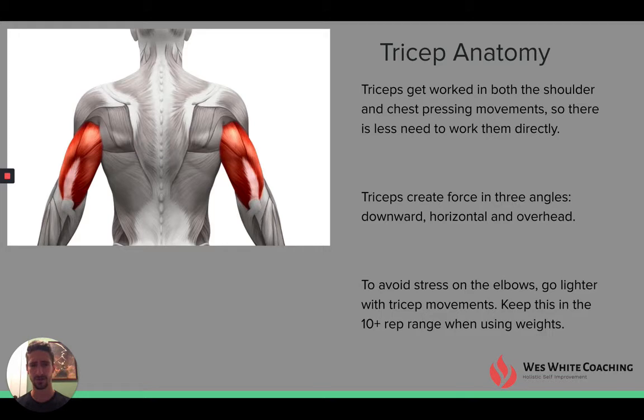Because anything that you're using your arms for, those arm muscles are going to be engaged at least slightly. So tricep anatomy: triceps get worked in both the shoulder movements and the chest movements, like I was saying before. Triceps create downward force in 3 different angles: downward, horizontal, and overhead. So that's why you can do an overhead tricep extension, for example, but you can also do a downward tricep dip.